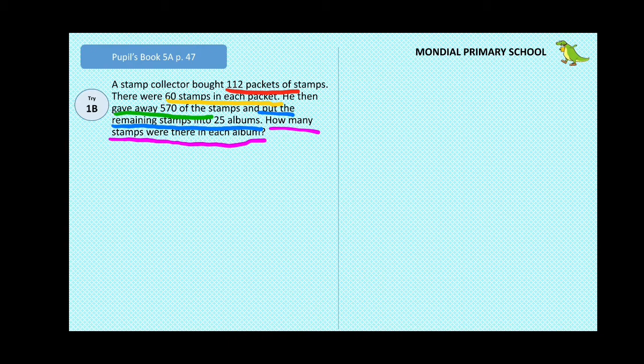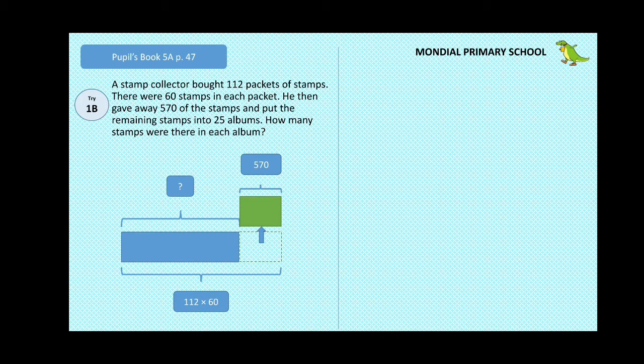Okay, underline or highlight them. Before that, we need to find the total stamps bought by the stamp collector. What can you do to find it? Yes, good job. We can multiply 112 by 60. And it gives us 6,720 as the answer. After that, what should we do?